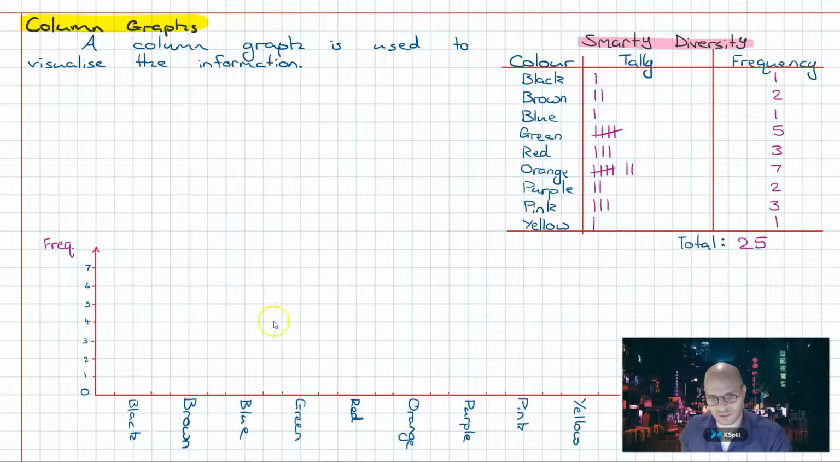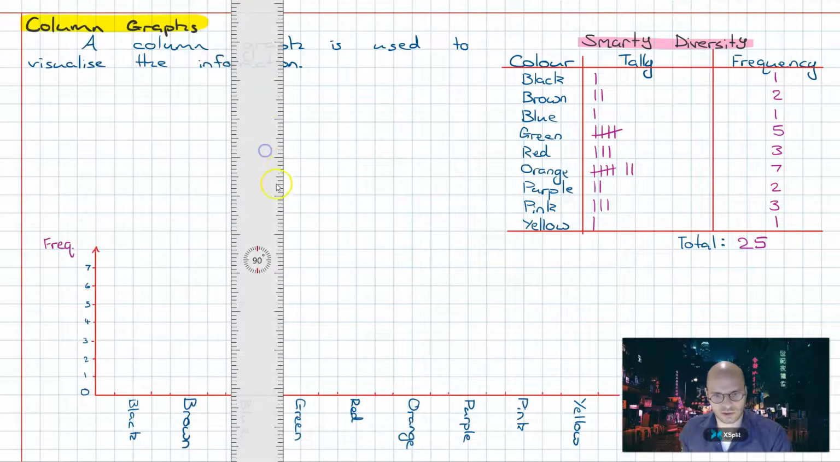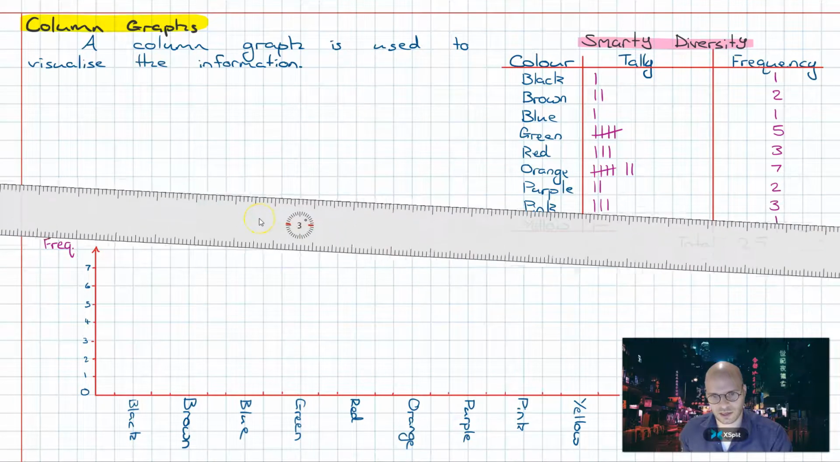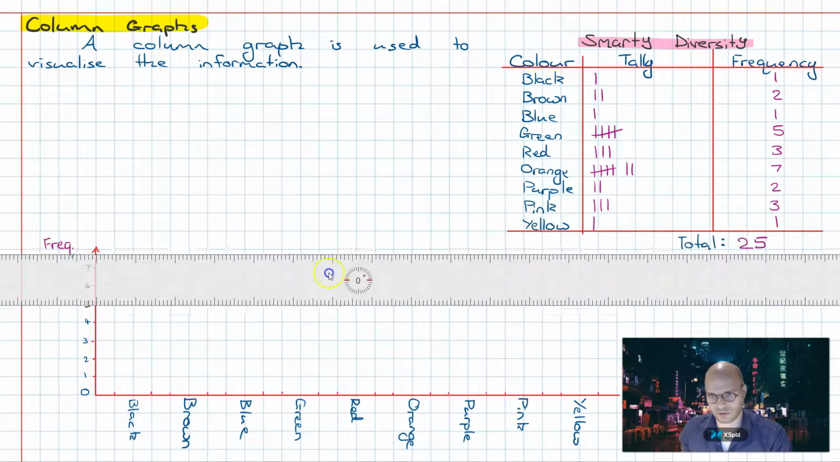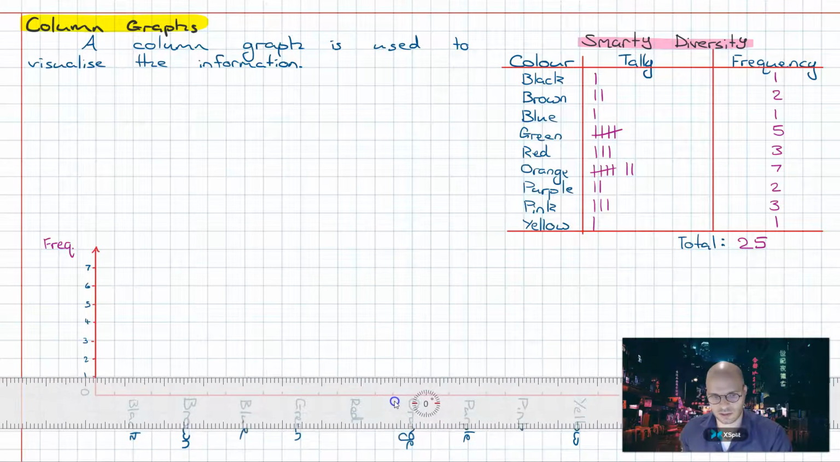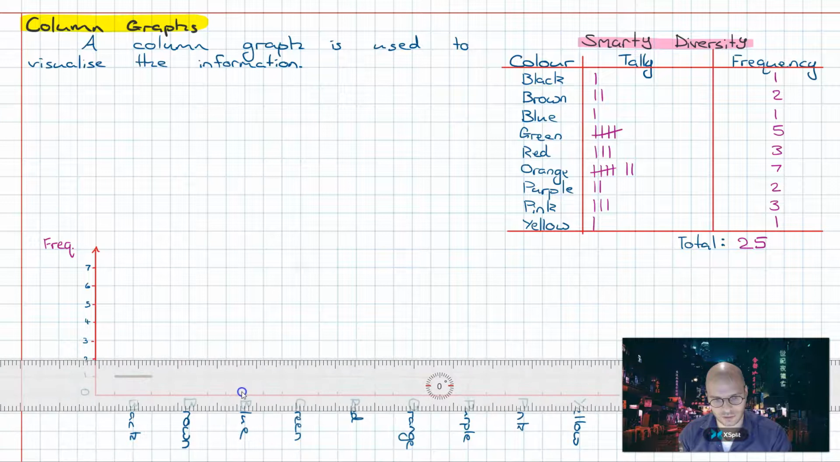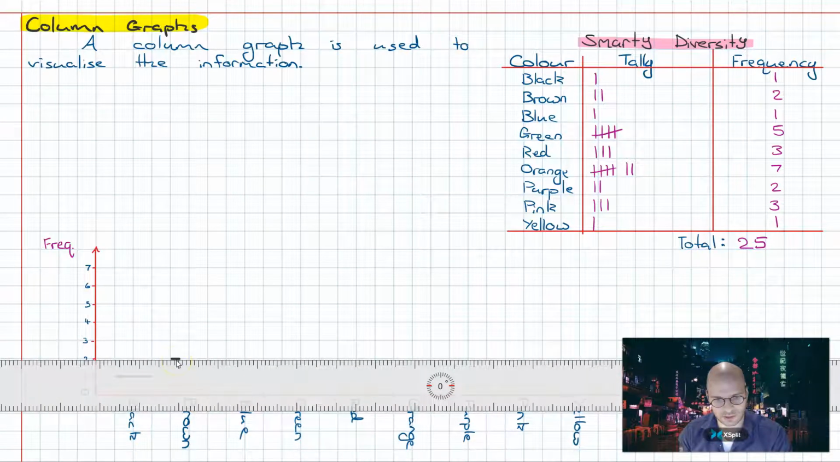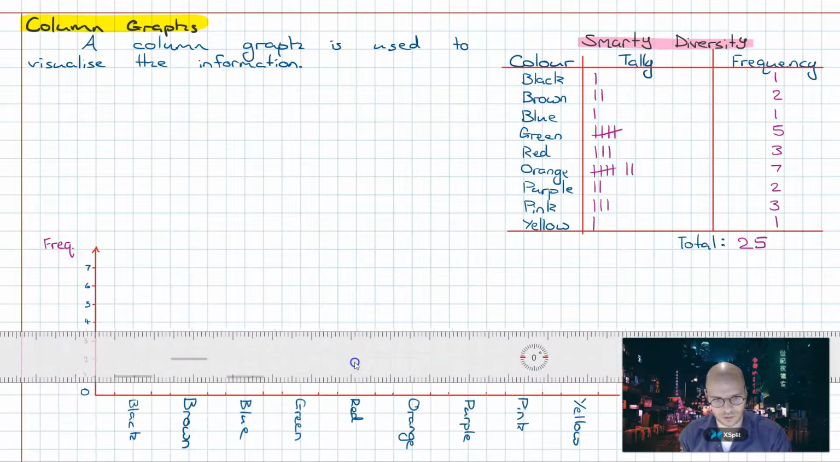Now the next step is we need to start drawing in the bars. To do this, we pick a neutral color and we go with our ruler like so. And I prefer to start drawing it in via the horizontals first. So we can see with black we've got a frequency of 1. So I locate 1 and then on the black section I just rule across like this. On the next one I have brown, which is a value of 2. So I go to the brown section and I rule across 2 like so. To the blue, green is 5.